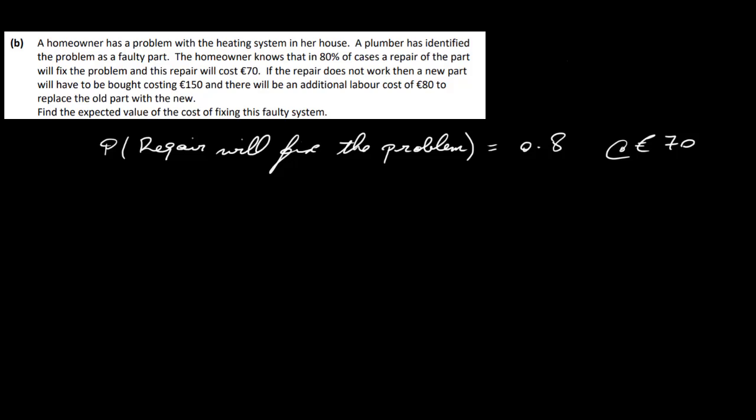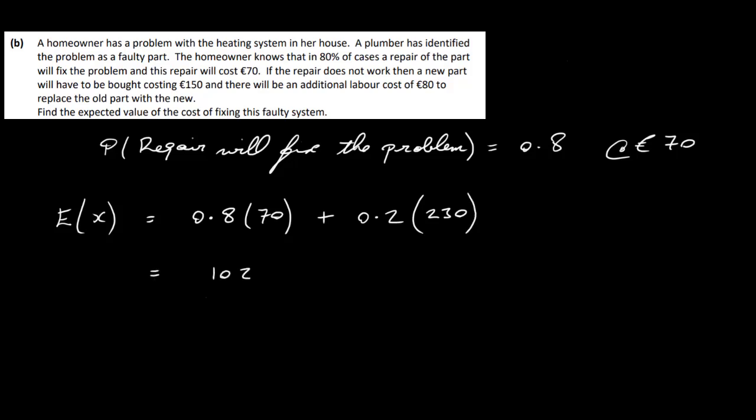So what we're going to look at here is the expected value. The expected value is going to be the probability of it working multiplied by the cost, and then we've got to add the probability of it not working, which is 0.2, multiplied by the cost of it not working. Now the cost of it not working is going to be 150 euros plus 80 euros, so that's 230 euros. The expected value here then is just simply going to be 102 euros. And that's it for part B.